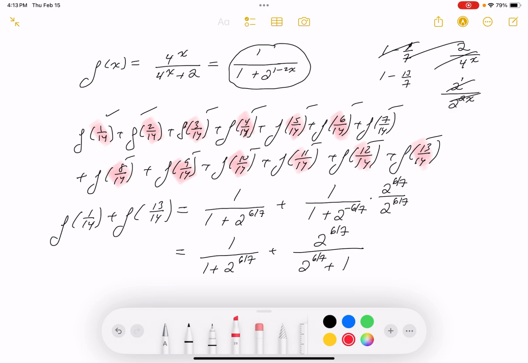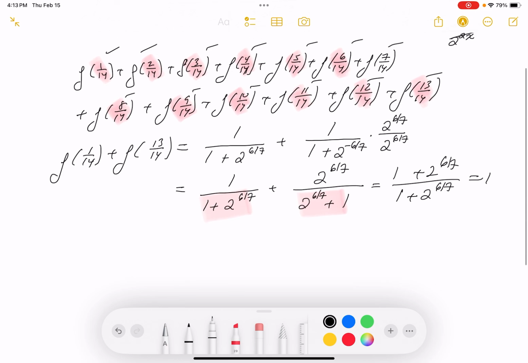What do I notice now? This and this denominator are identical. Let's add the numerators together. The denominator is going to be 1 plus 2 to the 6/7, and the numerator is 1 plus 2 to the 6/7, which is 1. Right? Kind of remarkable, by the way.